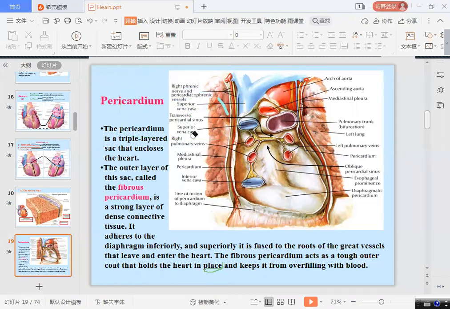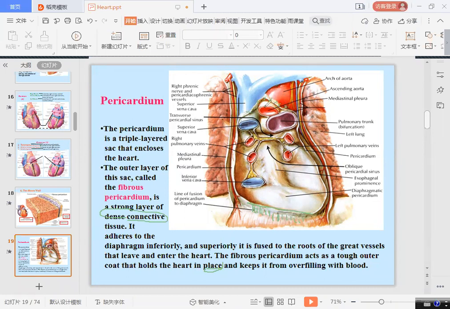The fibrous pericardium is the strongest layer, and it covers the whole heart. It is made up of dense connective tissue, especially fibrous tissue. If you see here, this fibrous pericardium inferiorly attaches to the diaphragm. It adheres, meaning it is attached, inferiorly with the diaphragm, and superiorly it is fused with the root of the great vessels.